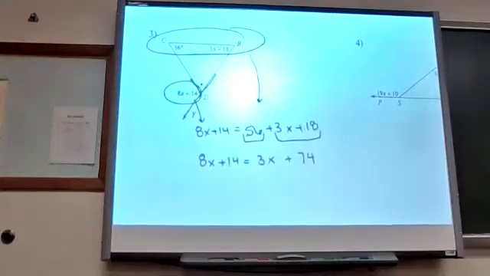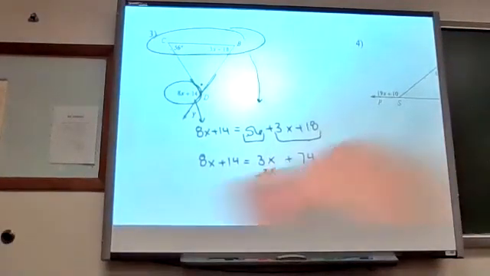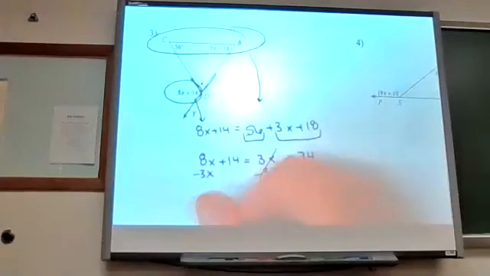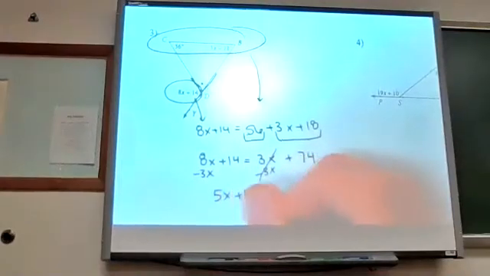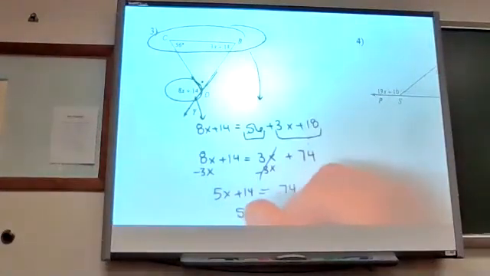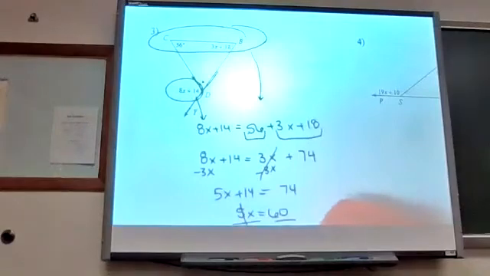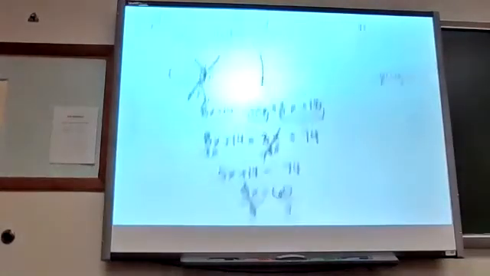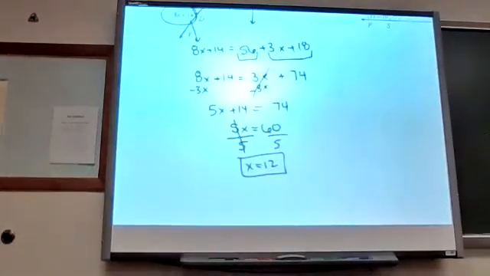Adding like terms there, and I subtract 3x, and I get 5x plus 14 equals 74. Subtract 14, 5x equals 60, and x equals 12. Okay, but I need to know that theorem to properly set that up.